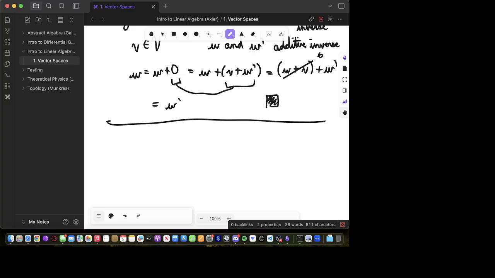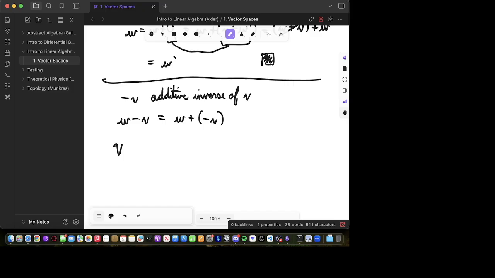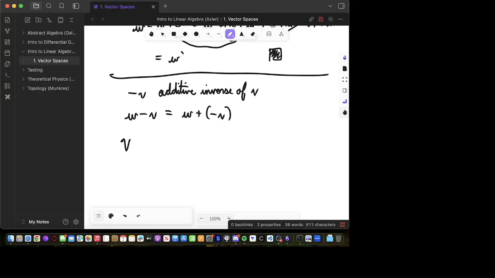So a little bit of notation. When we write negative V, that is the additive inverse of V. And if we write W minus V, that is simply W plus the additive inverse of V. Furthermore, when we write V, for our case, it will simply just be a vector space over F. So there should be no ambiguity about that.